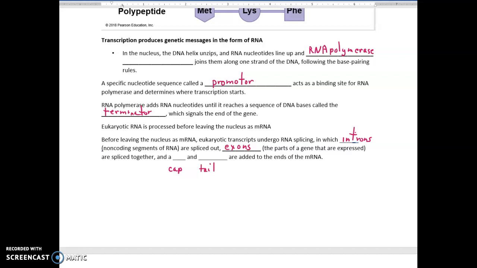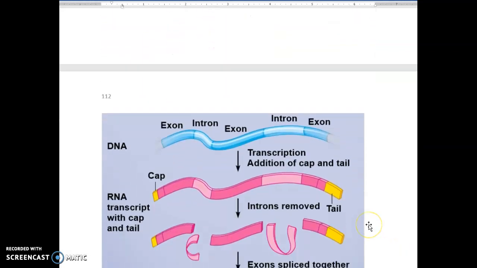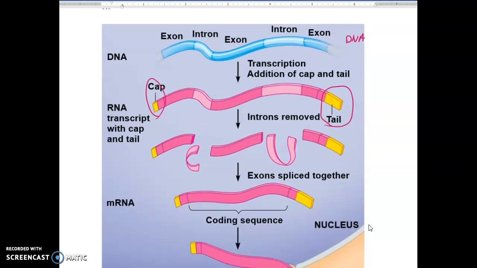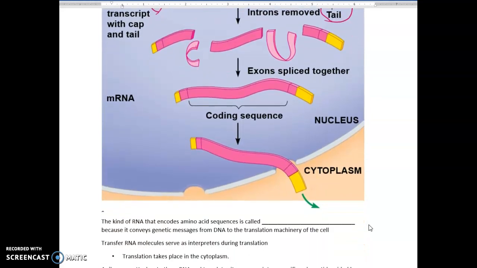So let's look at the image of that. We've got a cartoon. So here's our DNA, the blue. We have transcription, and we get the cap added, and the tail is added during the transcription. And then the introns are removed, the light pink parts, and the exons are spliced together. And once it's been processed, the mRNA leaves the nucleus.